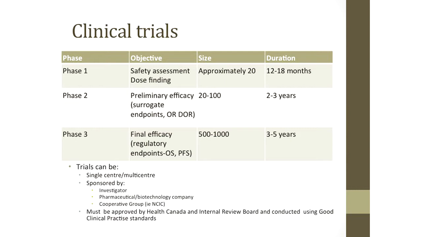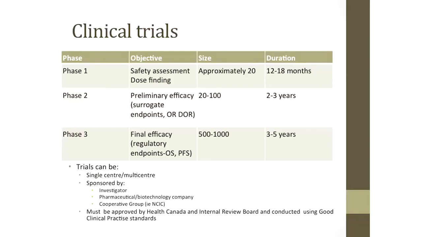Phase 2 trials are trials where a phase 1 study has been done, the safety profile has been determined to be acceptable, the dose is known, and now investigators are trying to figure out, well, does this have some activity? And very surrogate type of endpoints are used. Will lymphoma respond? What's the duration of response? This is usually a slightly larger trial, and it takes a little longer to do.